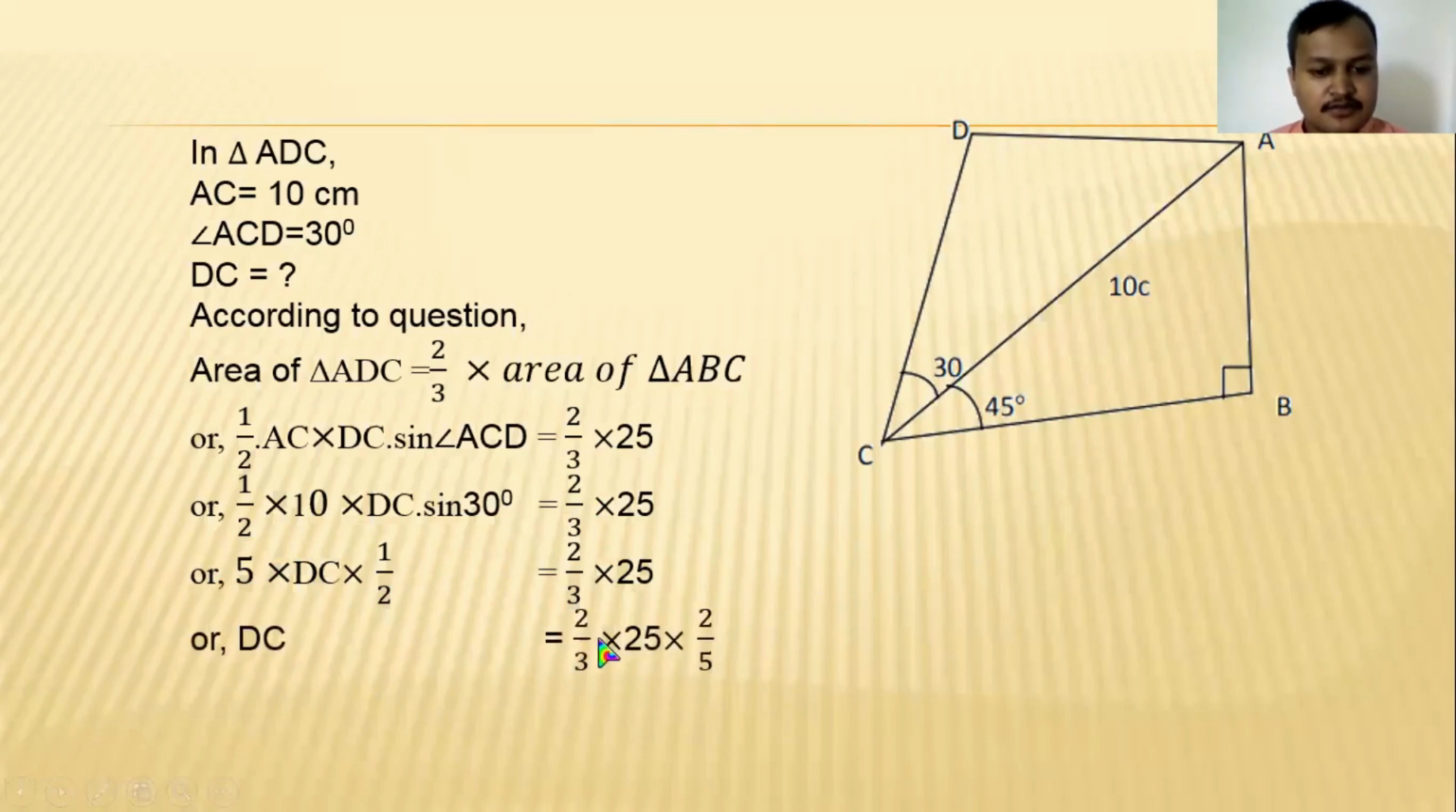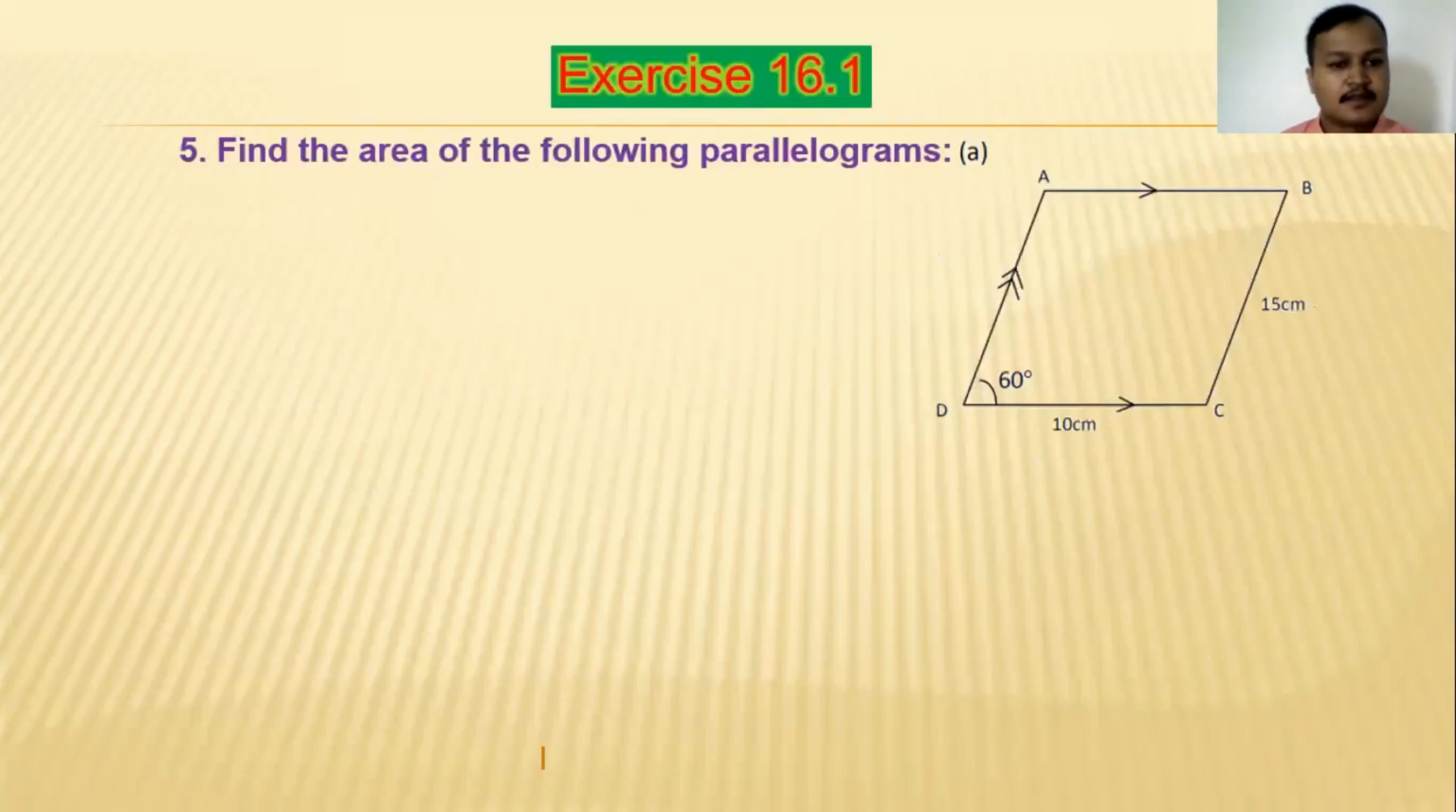So DC is equal to 2/3 into 25 into 2/5. Now can you find out its value? 6.67. 6.6666, or we can write 6.67 centimeter. And the same thing is asked to us. It is asked to find out the DC in this question. If this question is clear, let's move to the next one.